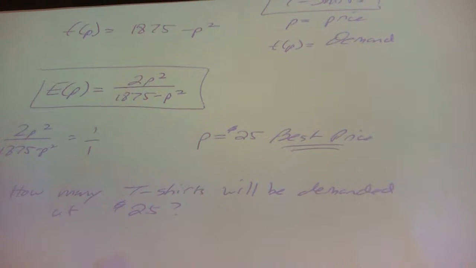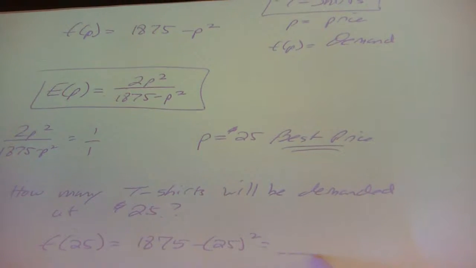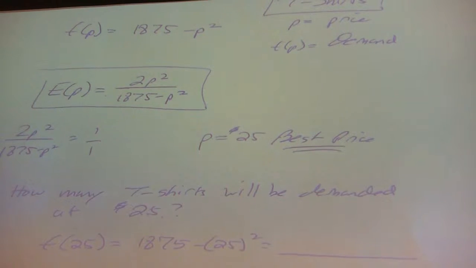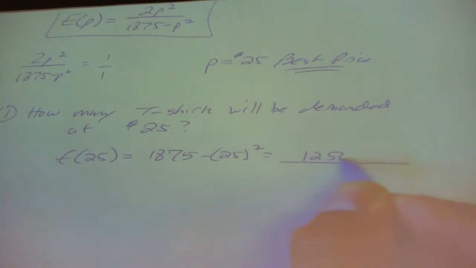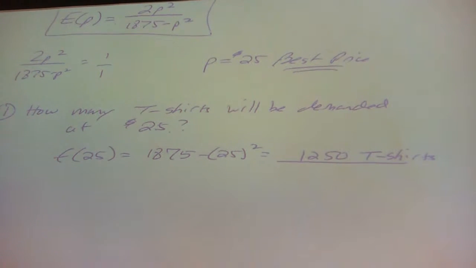So, will I plug the 25 into the elasticity of demand? No. Where will I plug that 25? Into the original, because I now know the best price. And when I plug 25 into the original, what do you get? 1250. 1250 what? T-shirts. So, once you find the best price, I can then ask you, how many T-shirts will people want?